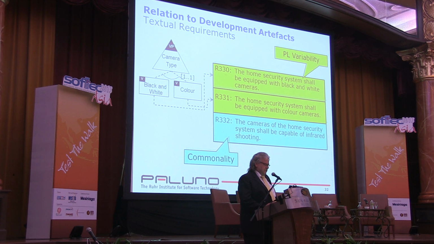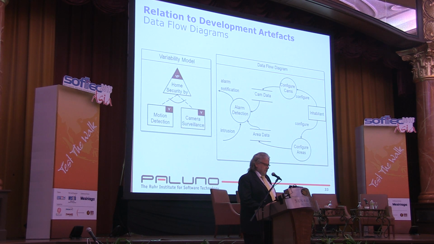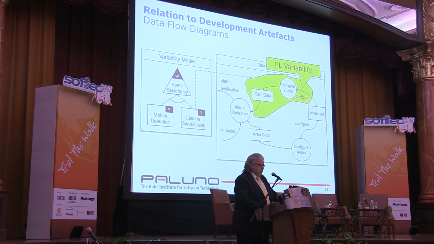So this is with the requirements. Of course, a simplified example. Same with a data flow model, also simplified. Home security, variation point, motion detection or camera surveillance, and a data flow diagram on the right-hand side. It's not so important what's modeled there. It's more important that you again relate the product line variability to, in this case, but also in the case of requirements, a set of the development artifacts.